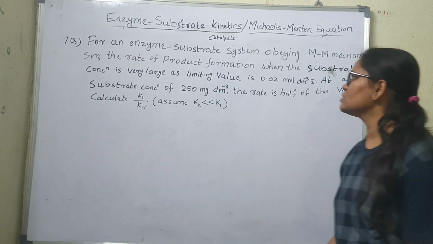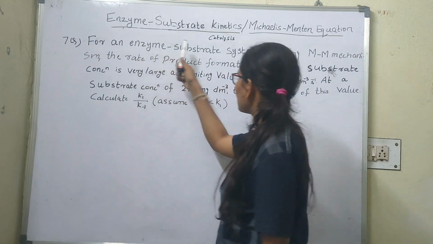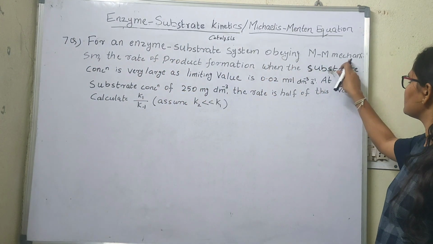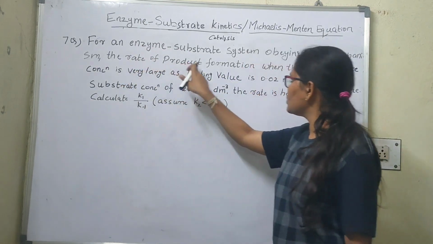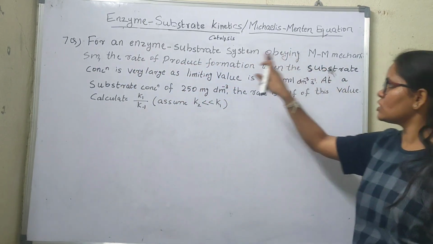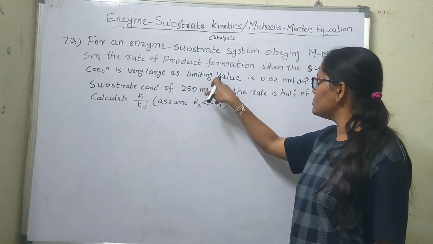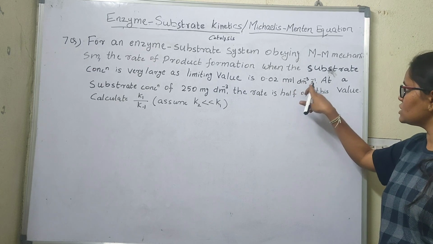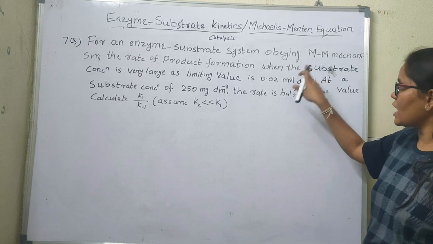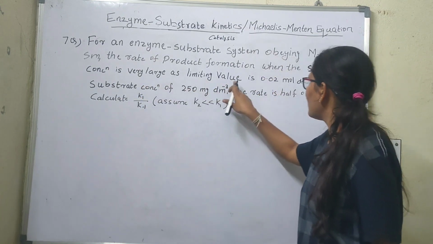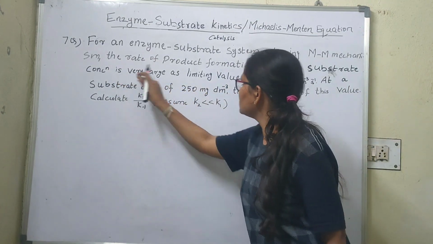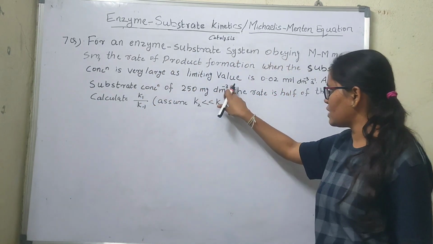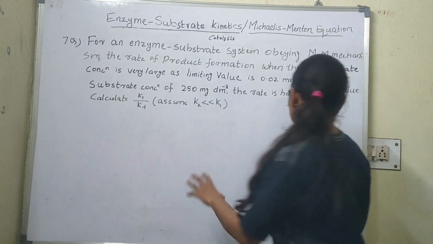So let us solve the seventh question. The question is, for an enzyme substrate system obeying Michaelis-Menten mechanism, the rate of product formation when the substrate concentration is very large, as a limiting value, is 0.02 mole decimeter cube inverse second inverse. So they have given the maximum rate. They have clearly mentioned that the rate of formation when the substrate concentration is very large is the limiting value. So limiting value must be the maximum rate.